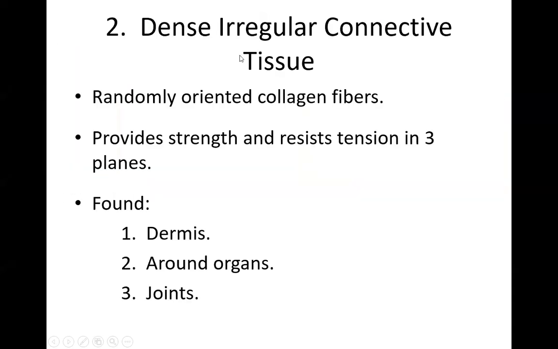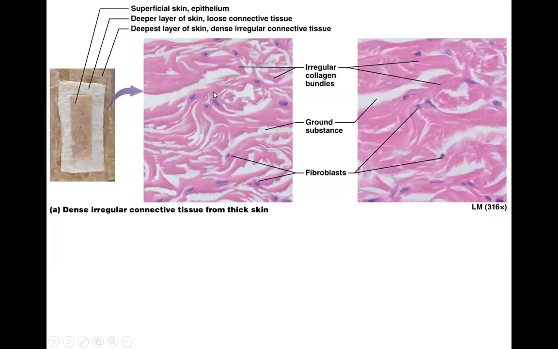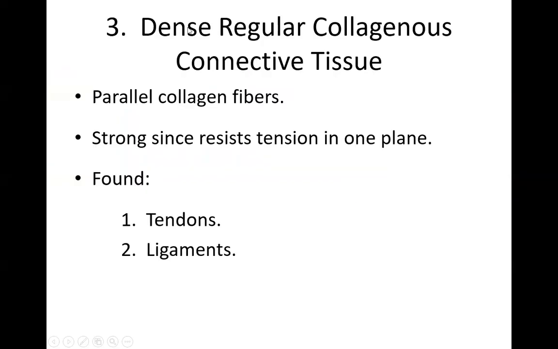Then there is dense irregular connective tissue proper, and that is made up of randomly oriented collagen fibers. It provides strength and resists tension in three planes, and it is found in the dermis, around the organs, and the joints. These are dense irregular connective tissue from the thick skin.